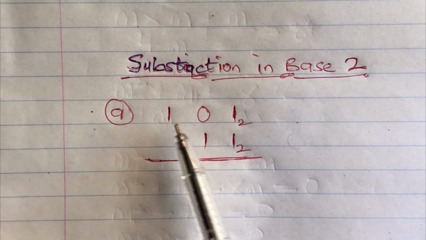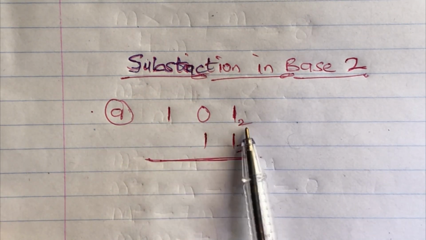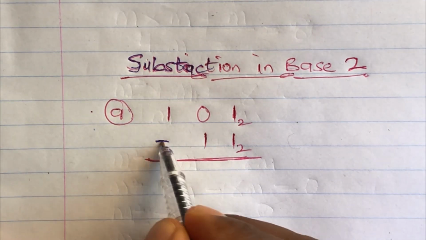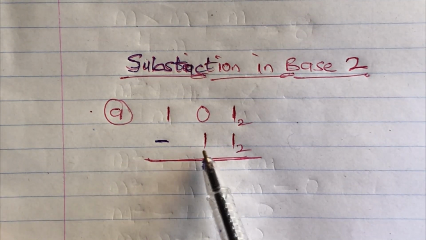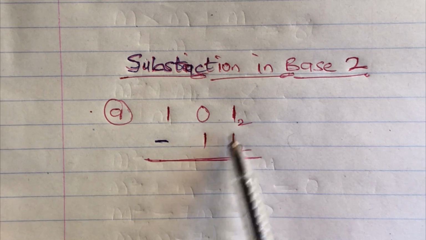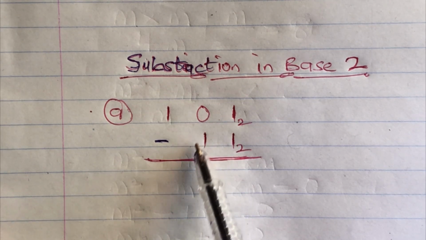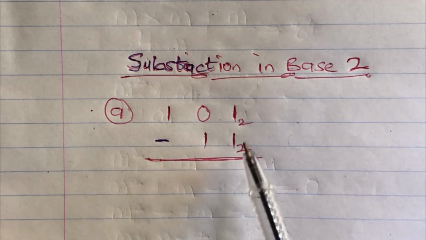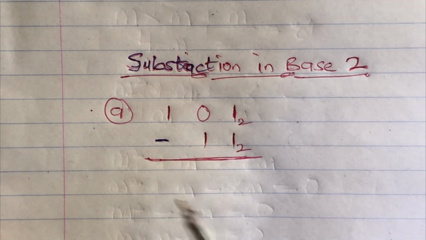Now this is base 2, 101 base 2 minus 1 0 1 1, so we are doing subtraction on this. So now what do you do? Now 1 minus 1 will give us 0.